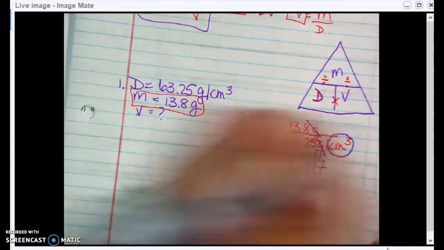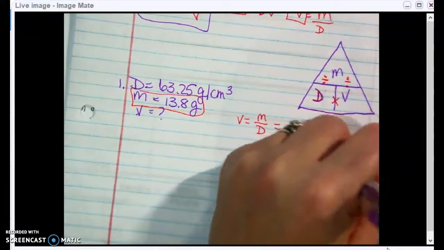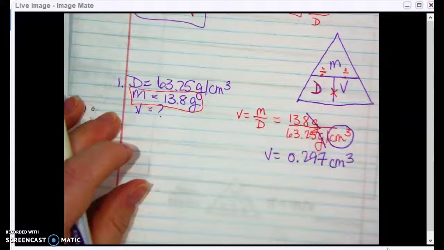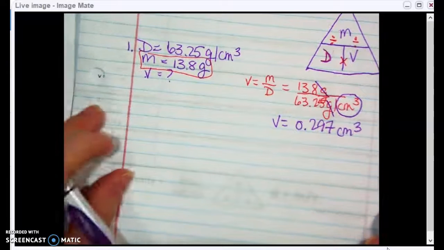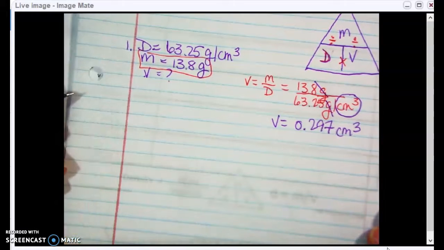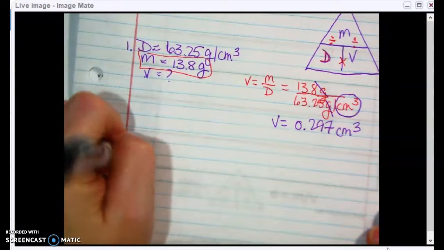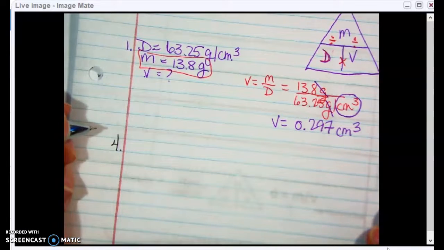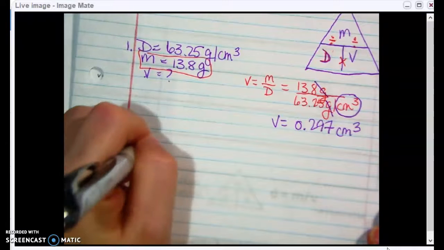So when you actually calculate this problem, you get 0.297, and then the units is centimeters cubed. Make sure you always write your units. I do take points off if you don't write units. All right, so I'm going to do number 2. Well, I'm actually going to do number 4, which we did in class, because it is an example of solving for mass.